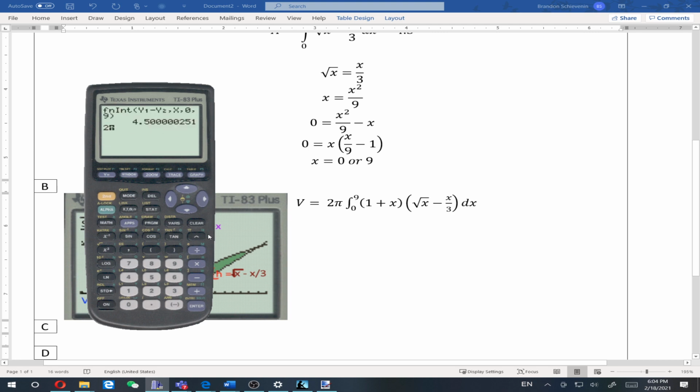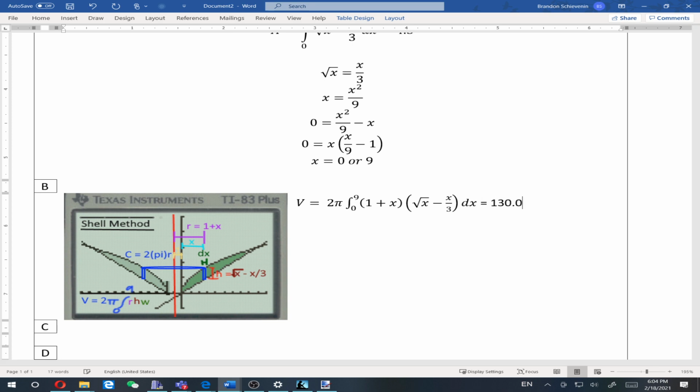So this is 2 times pi times the integral of our radius, 1 plus x, times our height, root x minus x over 3, in terms of x from 0 to 9. That gives 130.06 for our volume.